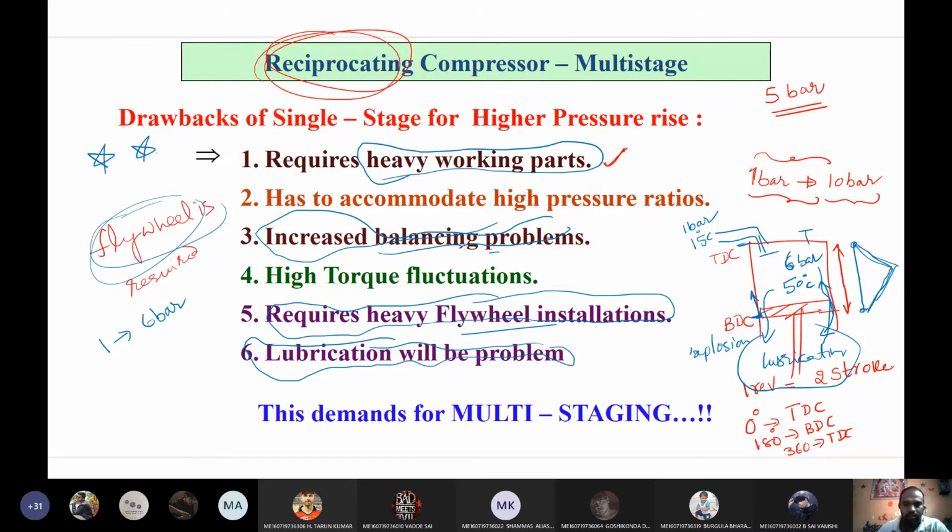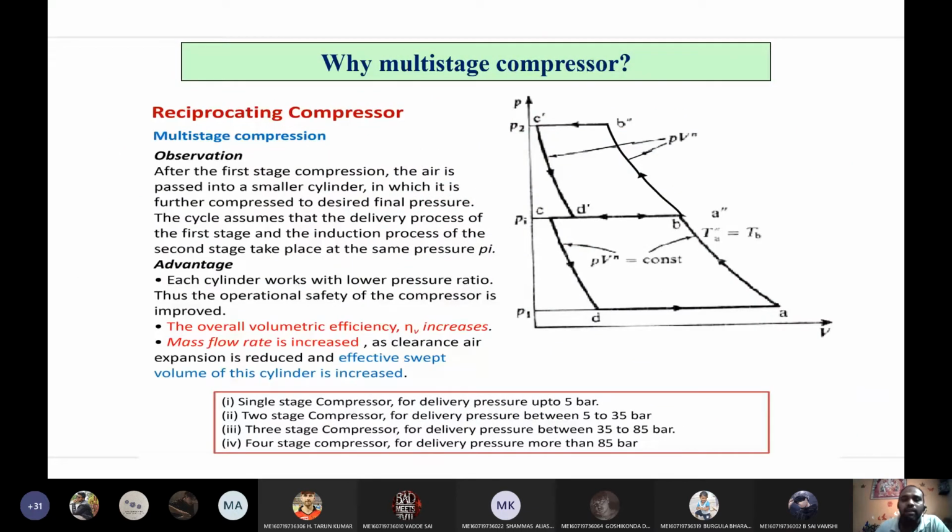So this demands the multi-stage air compressor. The problems associated with the single stage will be solved by using a multi-stage air compressor. As we know from the classification of air compressors, depending on the number of stages, there is single stage and multi-stage. In multi-stage, the number of cylinders may be more than 1 and up to 6.